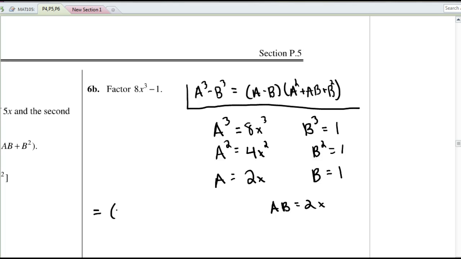A minus b, 2x minus 1. And then the more complicated part, 4x squared, a squared, plus ab, so that's plus 2x. And then the last term, plus 1. And again, if you check 4 times 1, there's no factors of 4 times 1 that add up to positive 2. So we're all done with factoring this one. Okay.